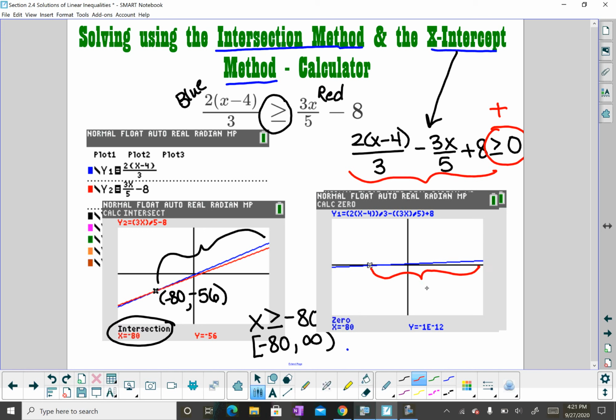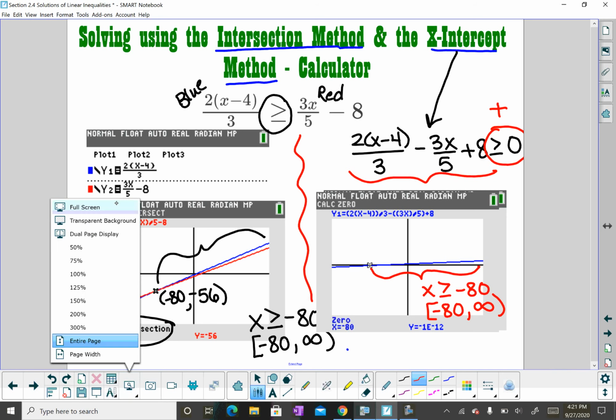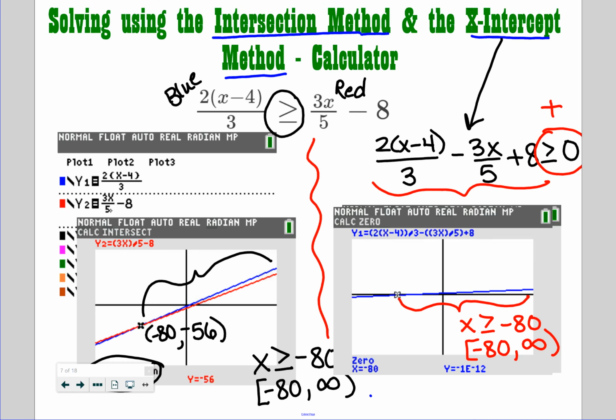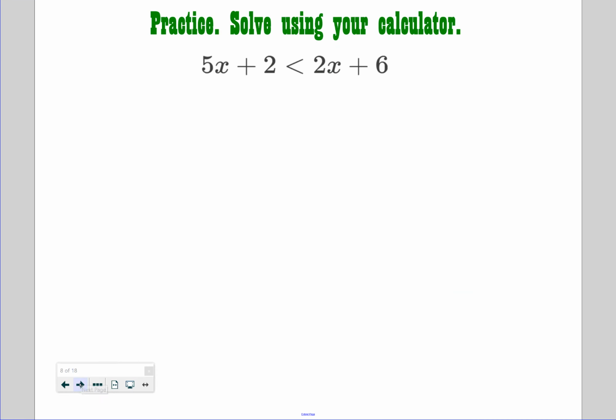So again, I end up with that same solution, x greater than or equal to negative 80, or again, negative 80 to infinity. So two different methods to get the same answer, all using your calculator, which is nice if you get stuck on some of these algebra methods. Okay, try this one on your own. Solve using your calculator using either method.